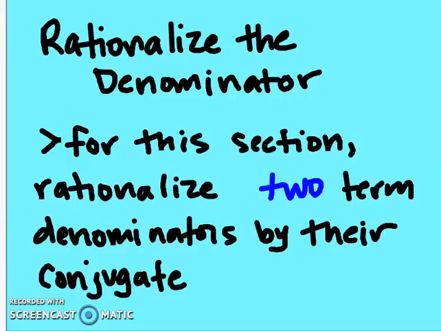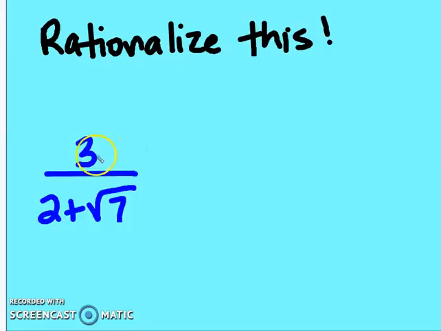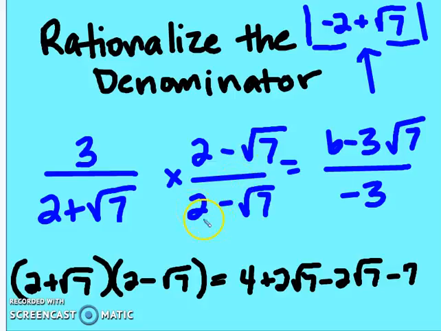For this section, we're going to rationalize two-term denominators by multiplying by the conjugate. So in this case, 3 over 2 plus root 7. You can attempt to solve this by pausing, or I'll go through the answer. We multiply by the conjugate of the denominator, which is 2 minus root 7 over 2 minus root 7. Again, this value here is just 1. I end up with 6 minus 3 times root 7 over negative 3, which is minus 2 plus root 7. I go through the math here if you want to take a look at that.